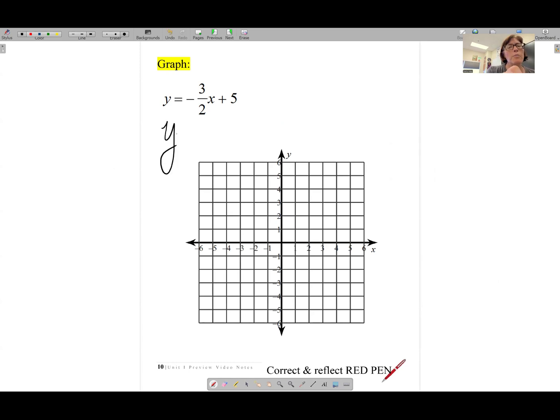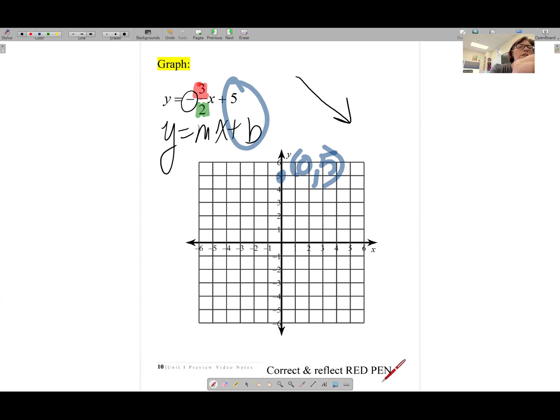Correcting your work, not copying. Y equals mx plus b. Our b here is 5. 1, 2, 3, 4, 5 right there. That's going to be 0, 5. And our rise is 3, our run is 2, and I have a negative line, so I know it's going to go down from left to right. So 1, 2, 3. Or 1, 2, 3. 1, 2, this way. There's no rule that says you have to stay on the graph.